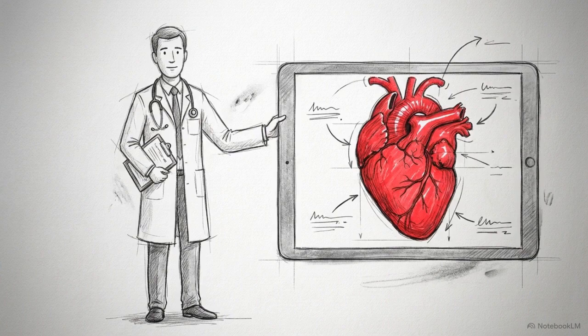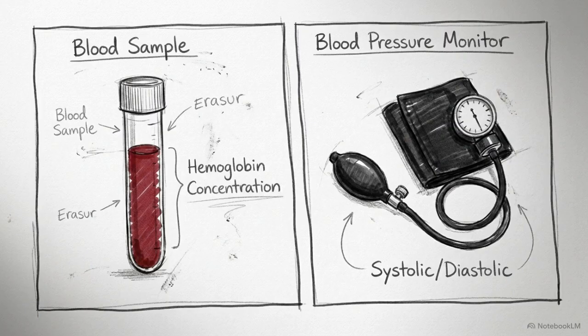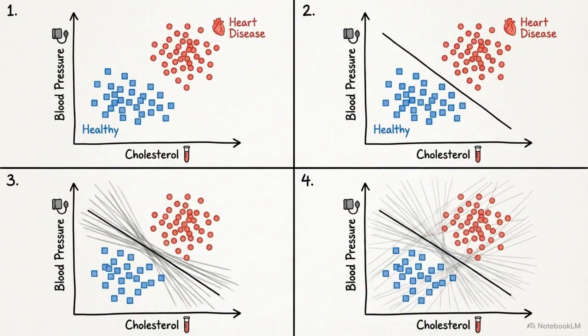Imagine a hospital trying to predict if a patient is at risk for heart disease. To build a system that can help, they start with two measurements: cholesterol and blood pressure. This chart tracks those two variables, with the horizontal axis for cholesterol and the vertical axis for blood pressure. Every patient lands somewhere on this board based on their numbers.